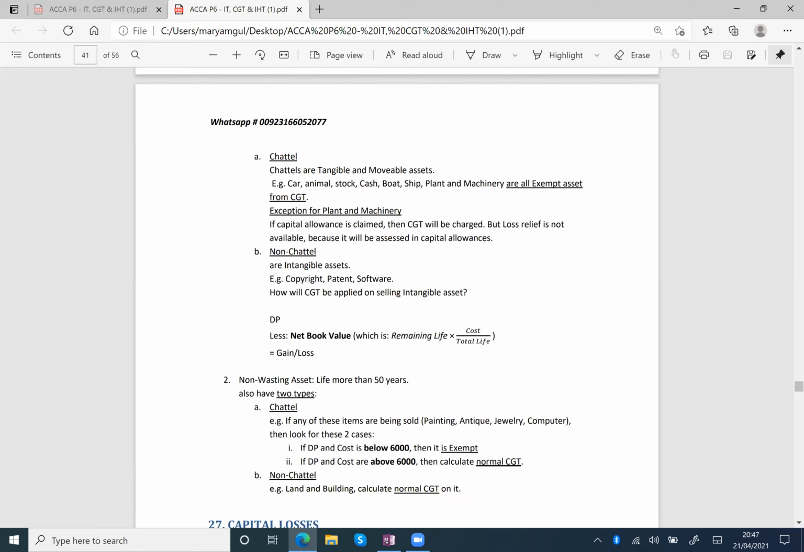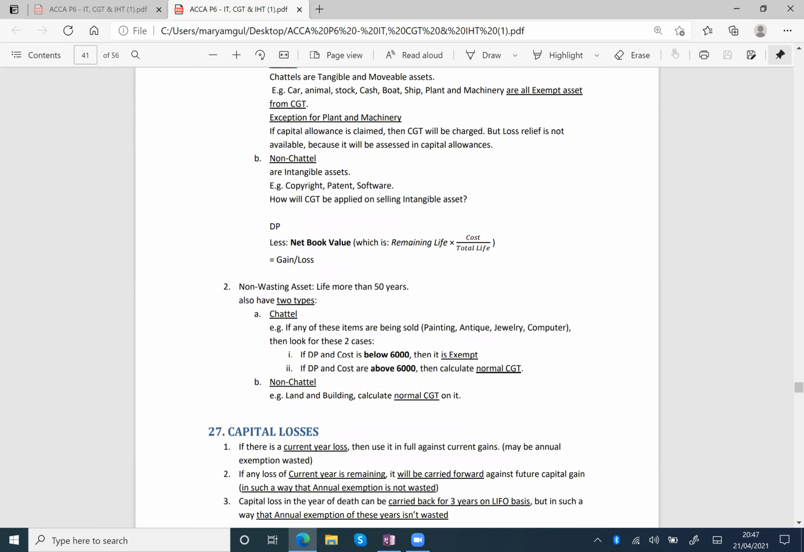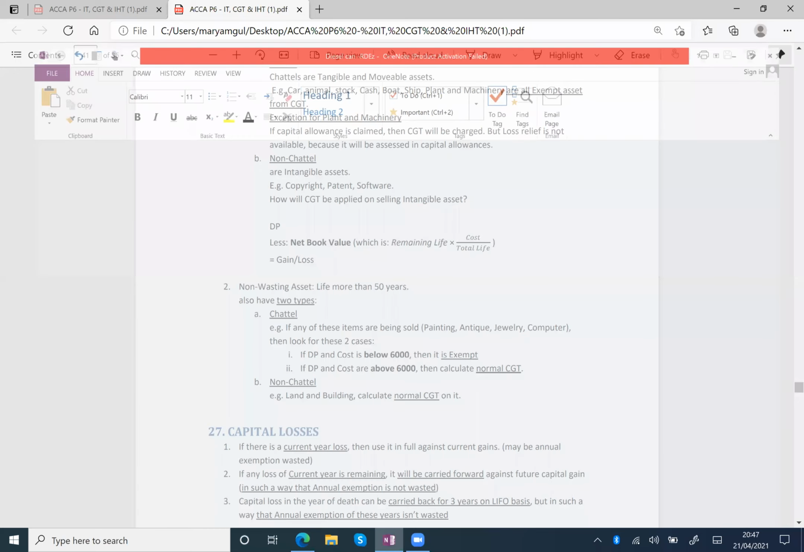And number B, non-chattel. Non-chattel means intangible assets. Intangible assets mean copyright, patent, software, etc. Whenever you sell an intangible asset, how do you pay CGT? The formula is DP less net book value. Net book value means cost divided by total life into remaining life, and then you will get the gain or loss. Please write down a question on it: how to pay CGT whenever you sell an intangible asset.